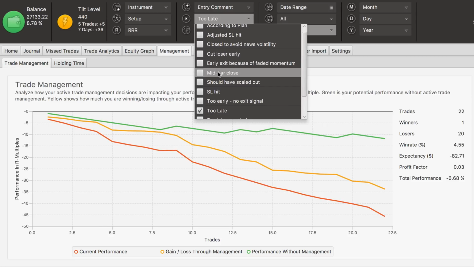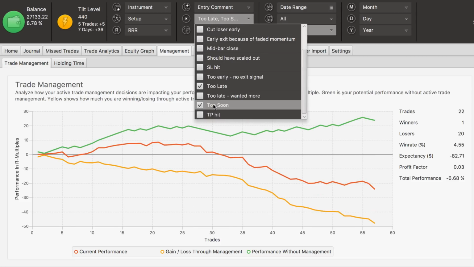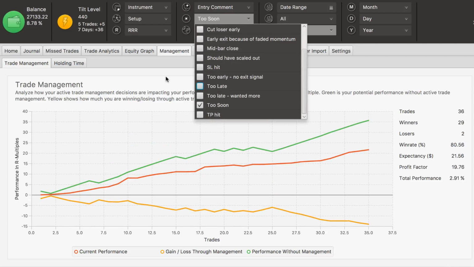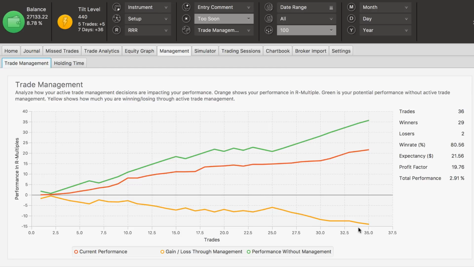Then we can also take a look here at too soon, so exits that he is taking too soon. You can see he's also losing quite a lot. This is in our multiples, not as much as in the other one, but this is definitely also an issue, and he needs to look into his exits. Those seem to be the weaknesses for the trader.